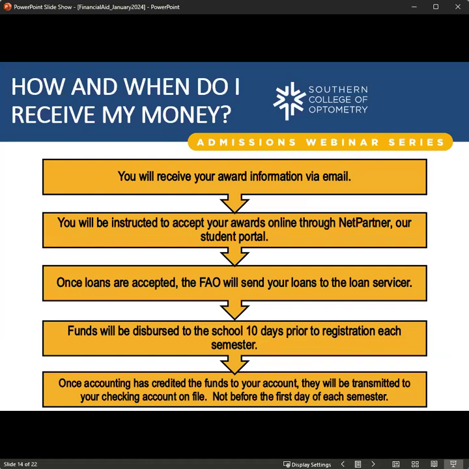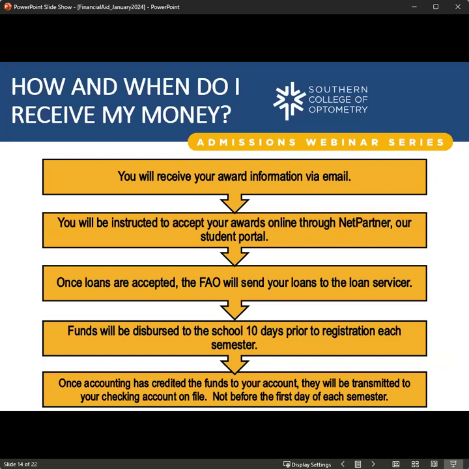So how will you receive your information and your money? We will send award emails. You can also go out to your NetPartner account and you have to accept your awards online. Then we will send the information to our accounting department. Once the accounting department gets the information, it will be dispersed to the loan servicers. We disperse funds 10 days prior to the start of class each semester.